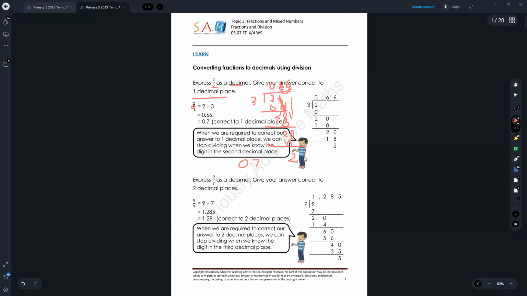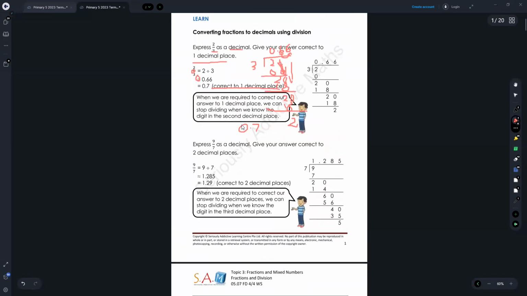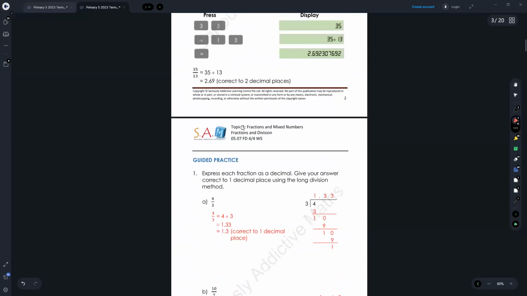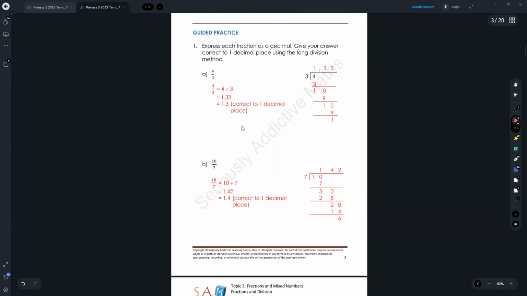Okay, 0.7, and they have to write the answer here correct to one decimal place. Notice the sign. It's important for you to use this sign because 2 divided by 3 does not equal 0.66, it's more than 0.66, so you have to use this approximate sign. Make sure that they do that. And when the answer is 0.7, they will write correct to one decimal place. They can use a calculator, but I think that's quite easy, so you don't have to really do that with them.